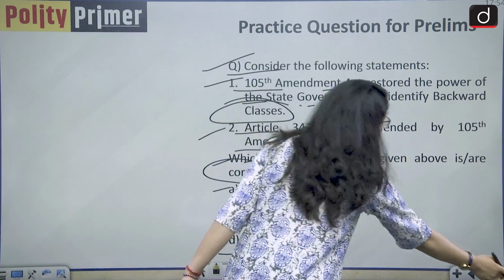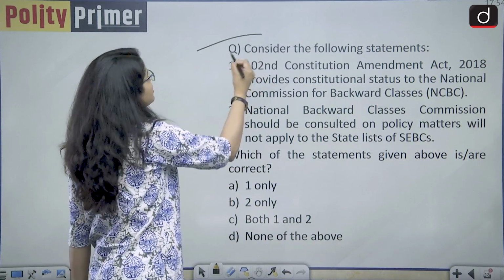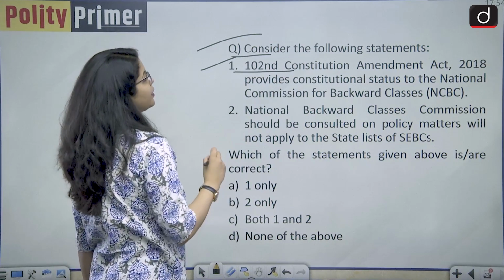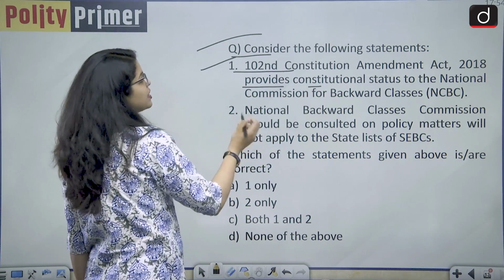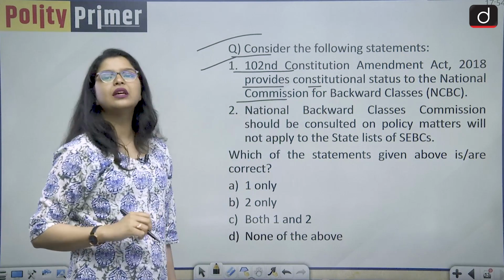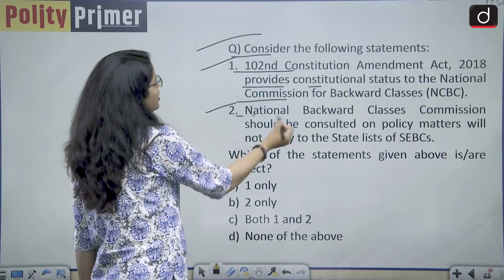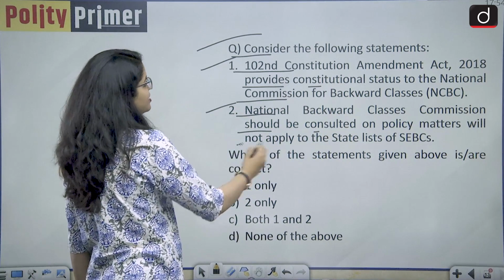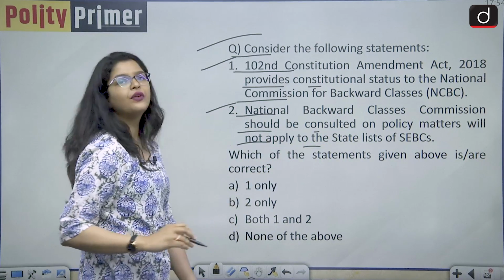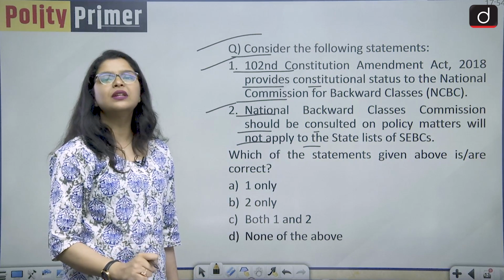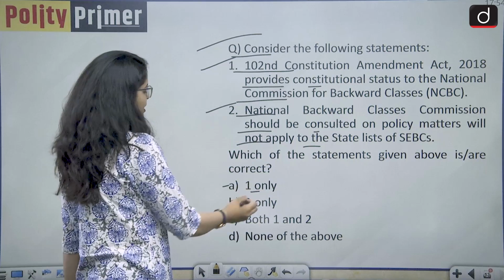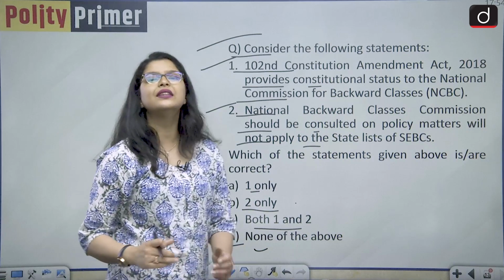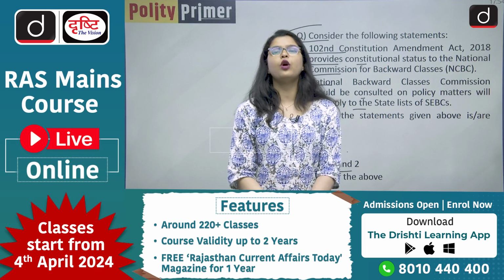Now let us discuss our last question of our today's discussion. So the question is, consider the following statements. Your statement number 1 is, 102nd Constitutional Amendment Act 2018 provides constitutional status to the National Commission for Backward Classes, or the NCBC. Your statement number 2 is, National Commission for Backward Classes should be consulted on policy matters, will not apply to the state lists of SEBCs. So which of these statements given above are correct? Your options are: option A is 1 only, option B is 2 only, option C is both 1 and 2, and option D is none of the above. And this answer will be given by you to me in the comment box below.